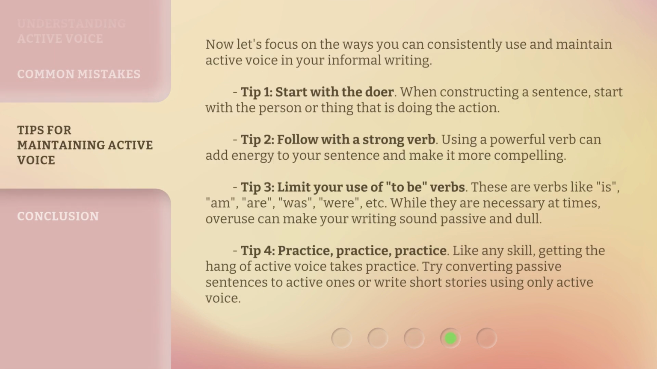Now let's focus on the ways you can consistently use and maintain active voice in your informal writing. Tip 1. Start with the doer. When constructing a sentence, start with the person or thing that is doing the action. Tip 2. Follow with a strong verb. Using a powerful verb can add energy to your sentence and make it more compelling.